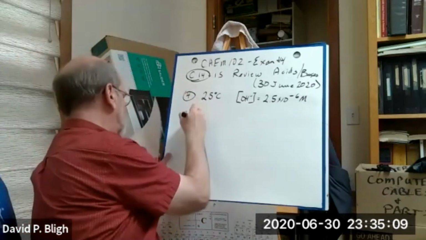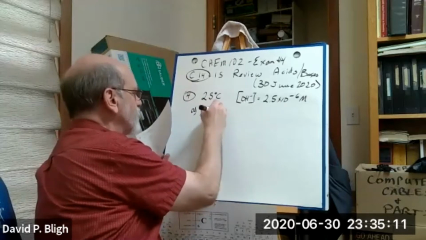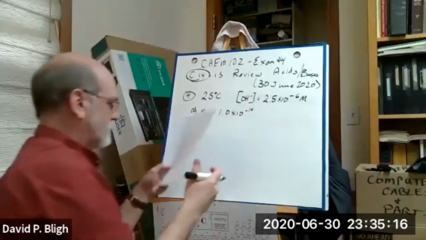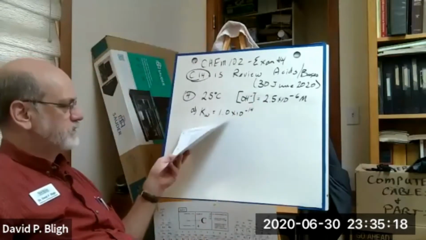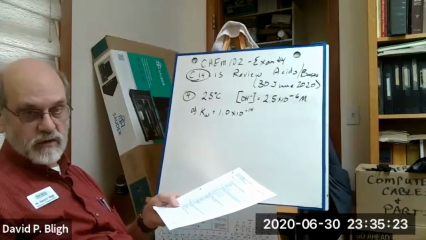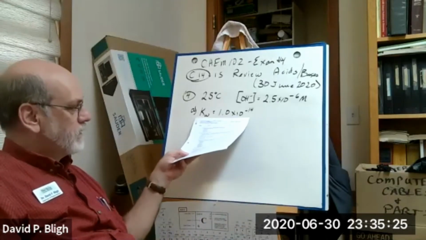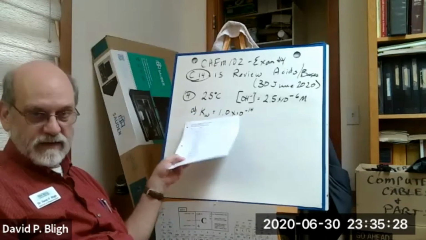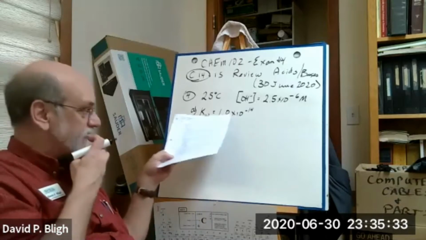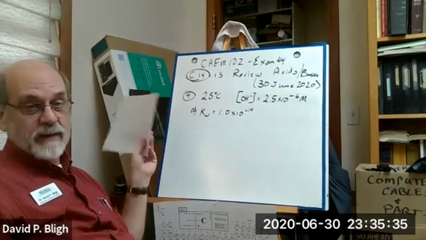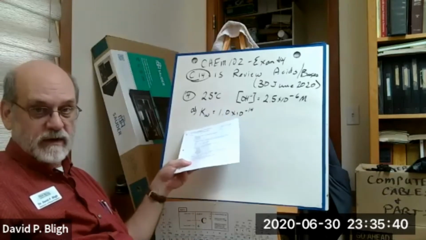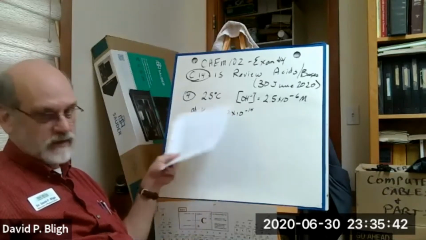Is A true? Kw is equal to 1 times 10 to the minus 14. Is that true? Actually, all aqueous solutions possess that equilibrium constant. Anytime there's water in there, that one is there. Now, sometimes it's insignificant. There are other reactions that are more important, but it's still always there. So that's true.